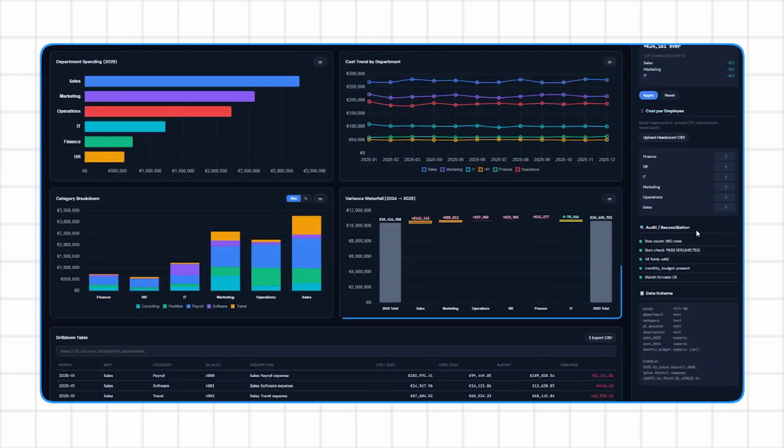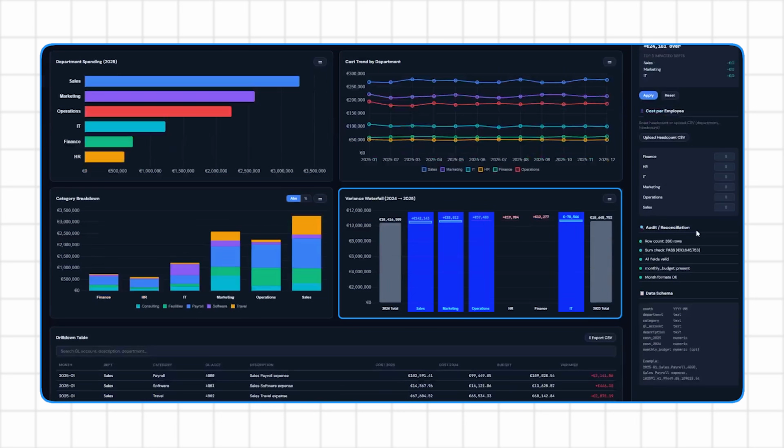Now the variance waterfall breaks down where that 229,000 euro increase came from. Sales contributed 142,000, marketing 88,000, operations 37,000, while IT decreased by 71,000 euros. That tells leadership exactly which departments are driving cost growth.